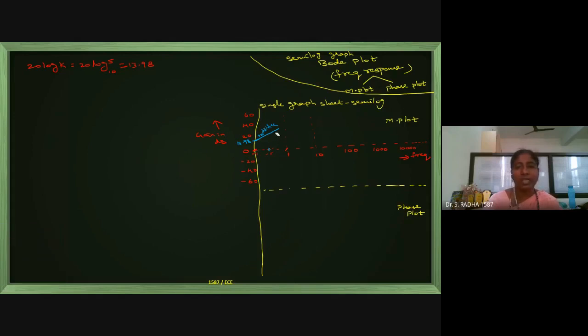The line cannot extend for a longer time. It will start at 13.98. It will go with a slope plus 20. Okay. At 0.5, it will change to plus 40. More slope. This is plus 20 increasing. Plus 40 means more. You have to show the difference. Plus 40 dB per decade. It has changed at the corner frequency 0.5.